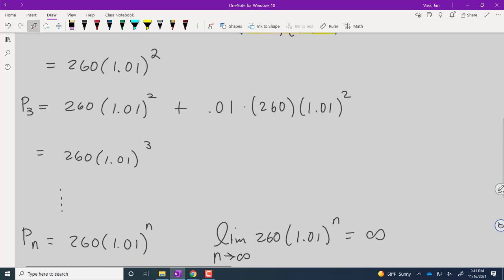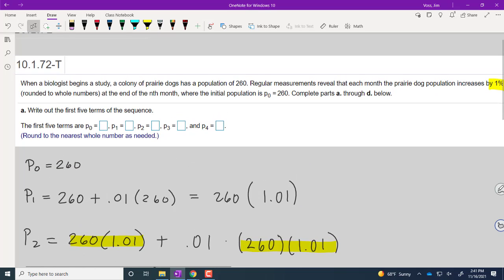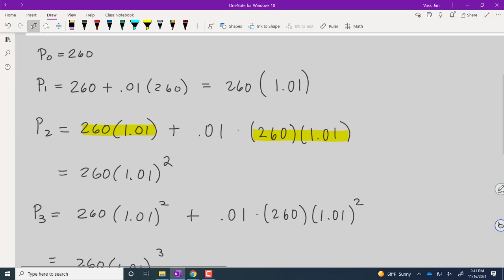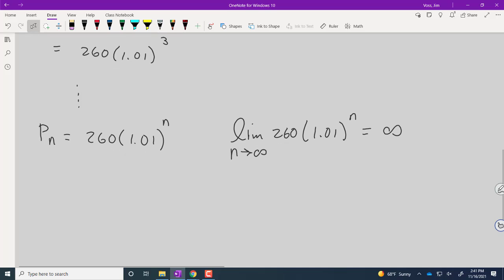Yeah, so if you want to, you would just put these in, 260, type this into your calculator, round it. If you wanted to know what the population approximately is equal to after 50 months, you would plug in a 50, type it into your calculator, round it to the nearest prairie dog.